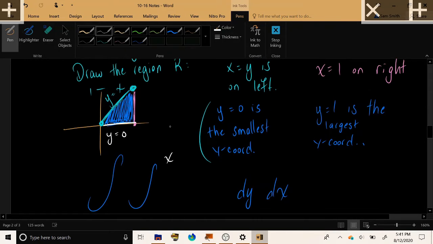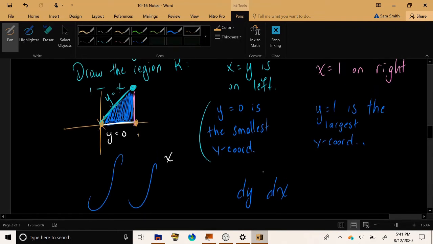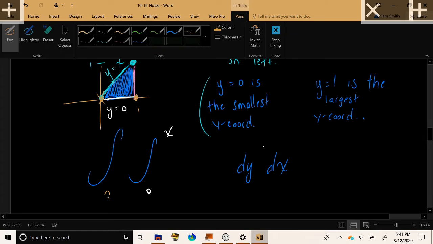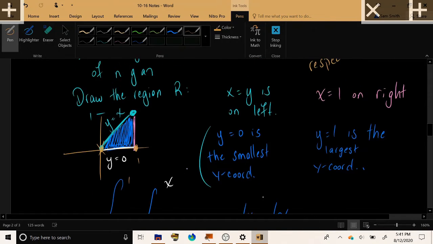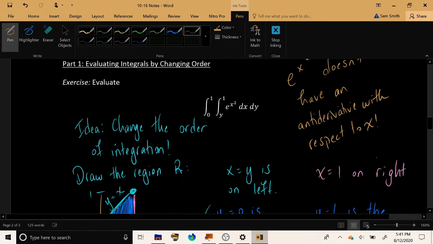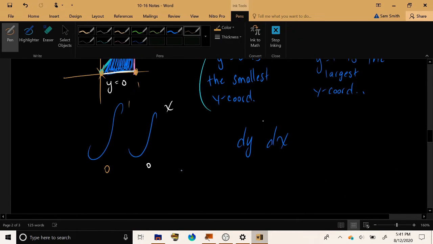Now I need to consider what is the smallest x value and what is the largest x value in this region. Well, at the smallest, x is equal to 0 here at the origin. And at the largest, x is equal to 1 here on the right side. So the x limits of integration will go from 0 up to 1. So let's try and integrate our function e to the x squared with the opposite order of integration, starting with y, progressing to x.